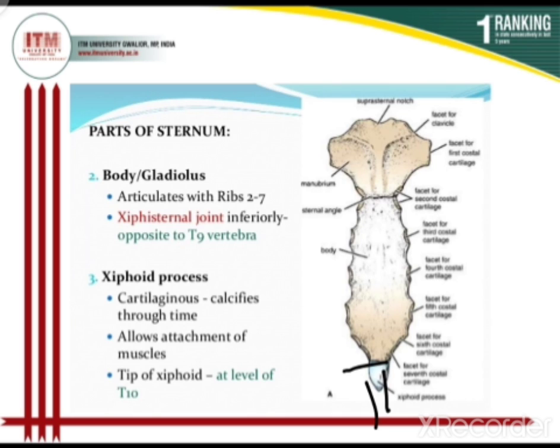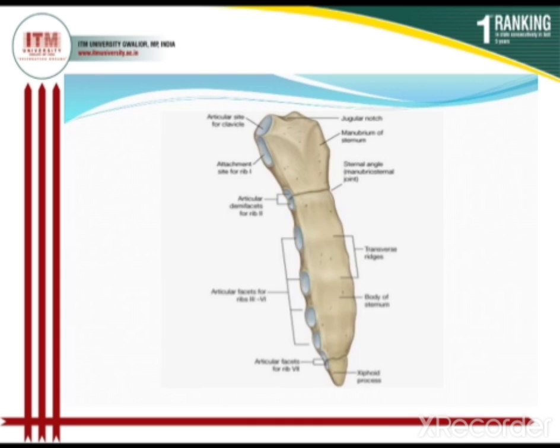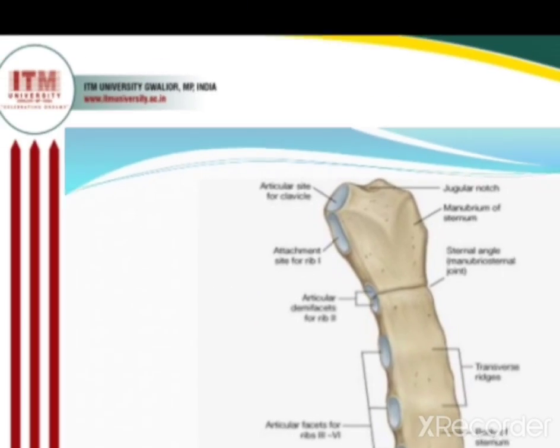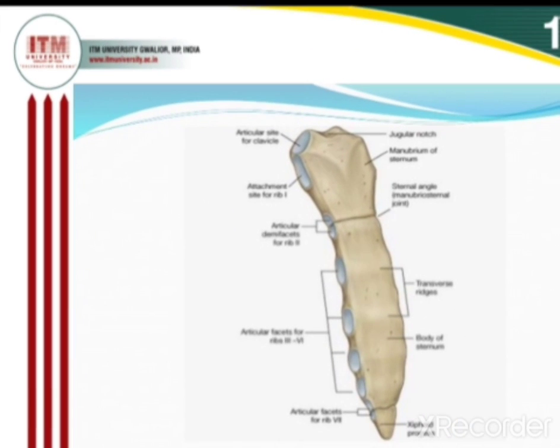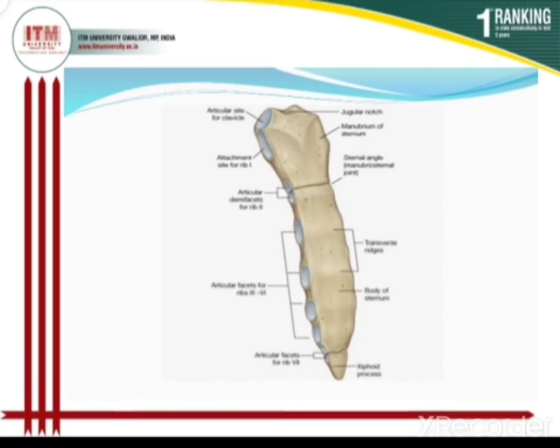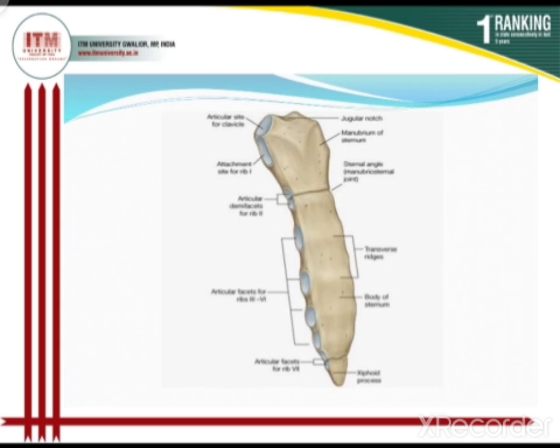So these are the parts of the sternum. In the lateral view you can see the facets for the costal cartilages, the articular site for the clavicle, the second rib, and the third to seventh ribs. Then the jugular notch, manubrium sterni, sternal angle, transverse ridges, body of sternum, and the xiphoid process, as you can see in the picture.